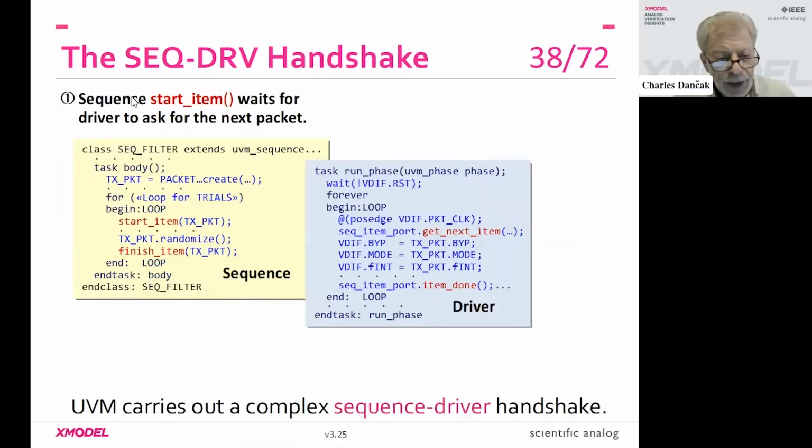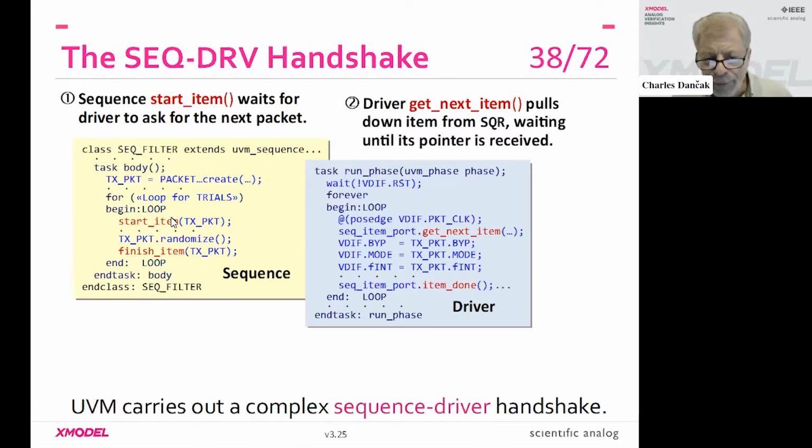So step 1, we have started the sequence on our sequencer. That executes the body task. It comes to this start item task. That waits for the driver. And so we're waiting for the driver to wake up and request the next packet. Step 2, in the driver loop, get next item is called, and then it waits for the packet pointer to be received. Now, if you were watching carefully, the last slide showed the argument to this method is tx packet.